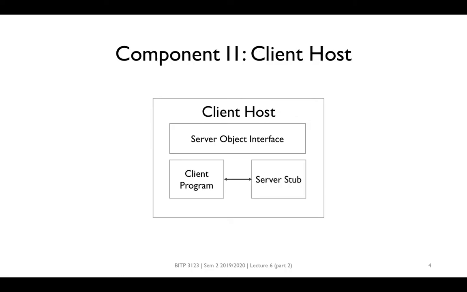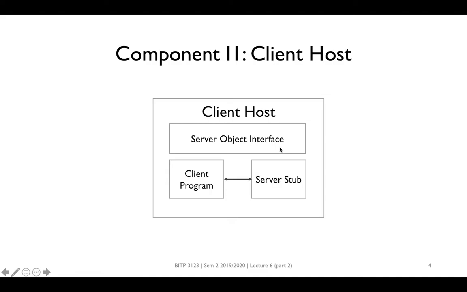Now, let's have a look at the second component in the architecture. The second component is known as the client host. There are also three components in the client host, which are the server object interface, the client program, and the server stub.